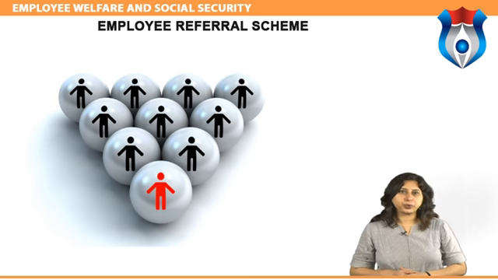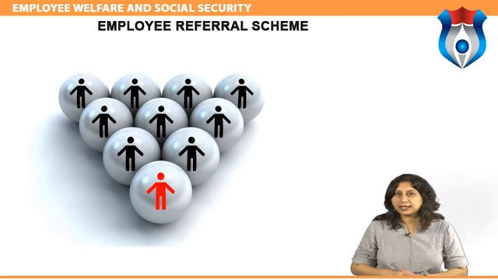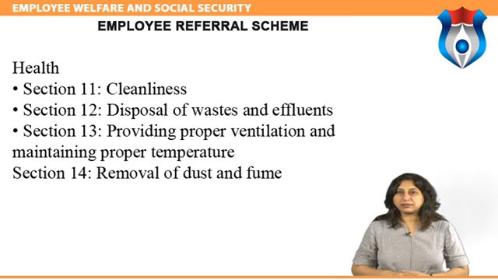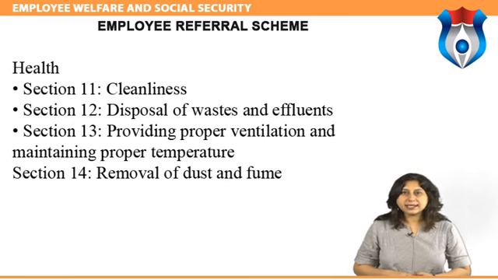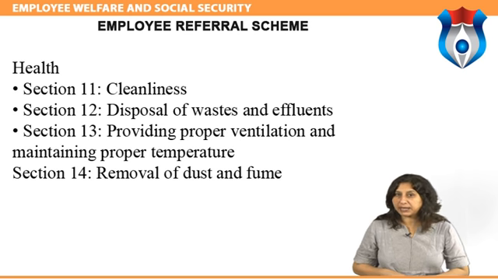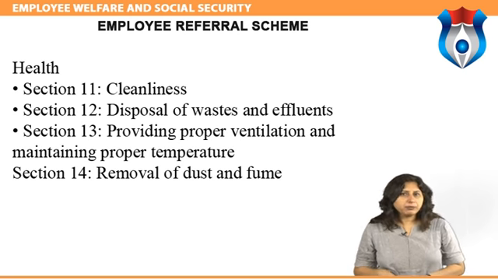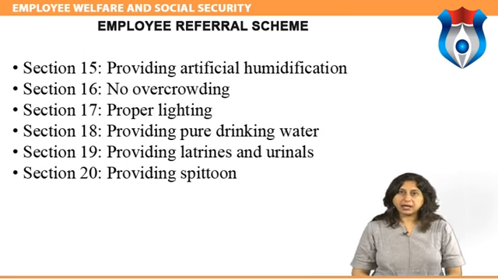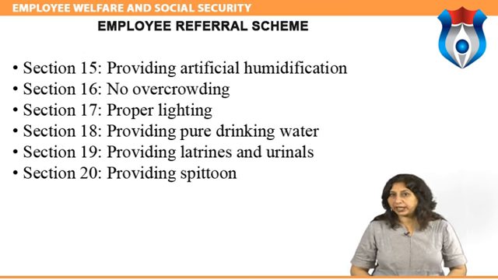Sections 11 to 20 of the Factories Act deal with health. Health, Section 11. Cleanliness, Section 12. Disposal of waste and effluents, Section 13. Providing proper ventilation and maintaining proper temperature, Section 14. Removal of dust and fume, Section 15. Providing artificial humidification, Section 16.